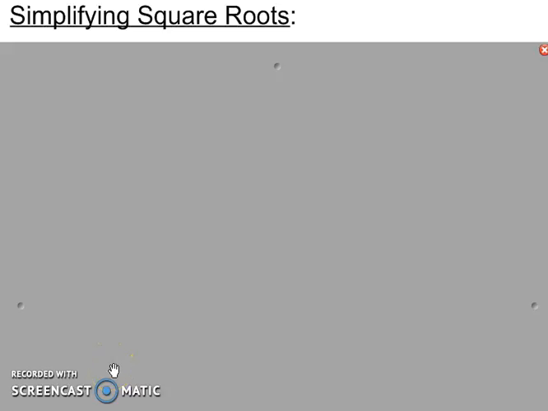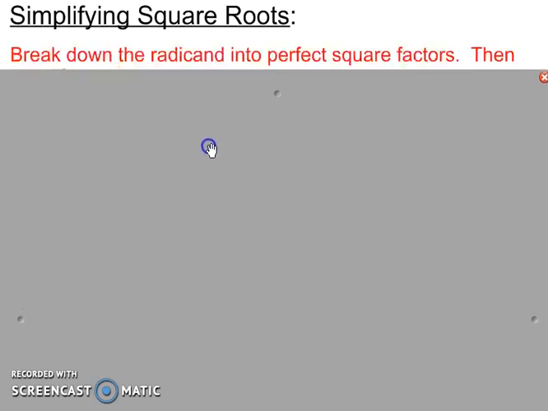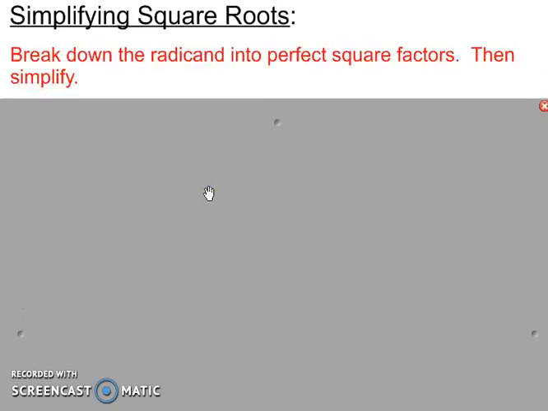Please write for yourself simplifying square roots. We're going to talk briefly about how to do it and then do some examples of simplifying square roots. So what we're going to do in order to simplify square roots is break down the radicand into perfect square factors. Then we're going to simplify whatever is able to be simplified. You can take a moment to write that down.